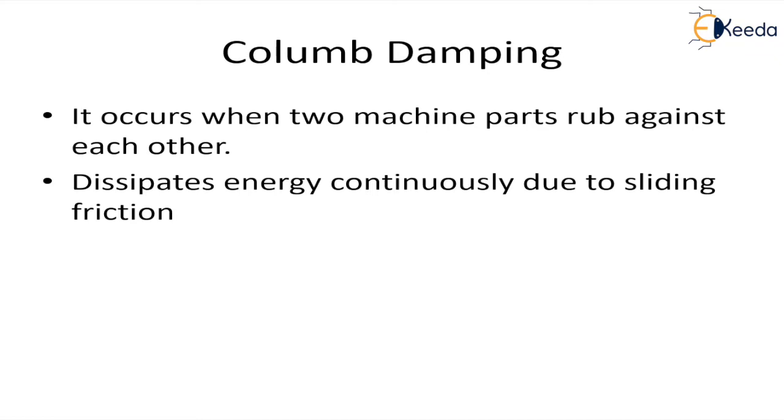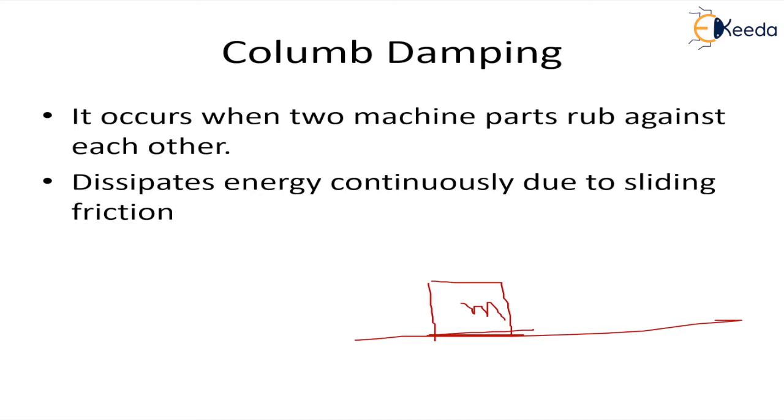Now this type of damping finds its applications. You can take the example of airplane wings. The energy is being dissipated constantly, and why? Because of the sliding friction. So if there is, let's say, a mass sliding on a surface, because of this sliding friction the dissipation of energy takes place continuously. But the sliding friction is a constant value.